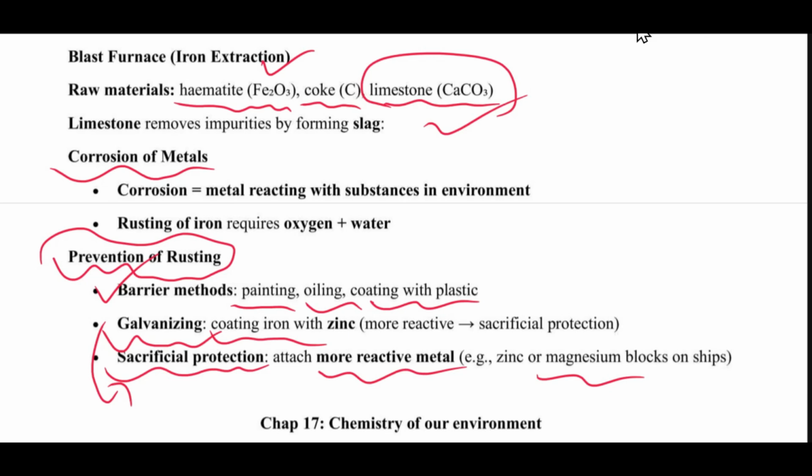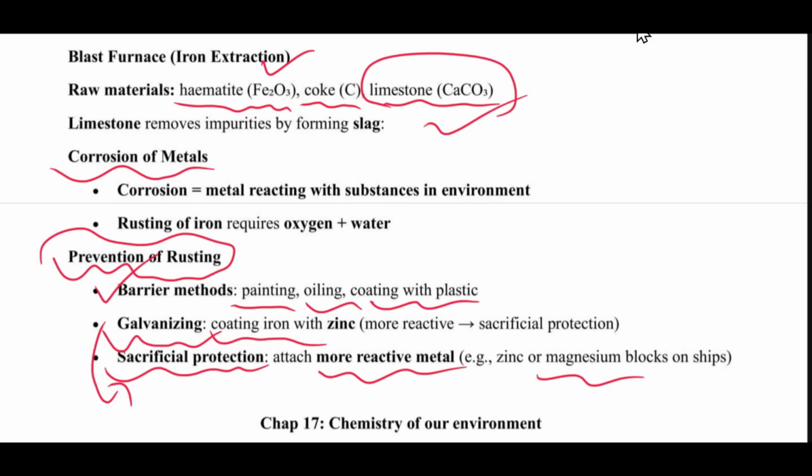And what about the iron? Iron is still the same. So this is how sacrificial protection works, so you can prevent the rusting. The best methods are galvanizing or sacrificial protection. So these are all the main topics related to the metal chapters, chapter 14 to chapter 16.